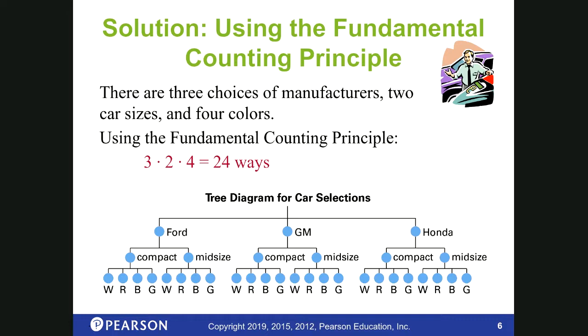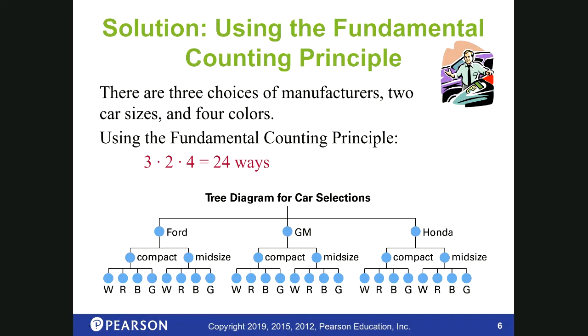You can imagine that if you have a lot of choices for certain things, drawing a tree diagram can be pretty involved, difficult. So using the fundamental counting principle is preferred unless you need a visual for what all the choices are. The nice thing about the tree diagram is it does show you everything about it. So there's an advantage in that.